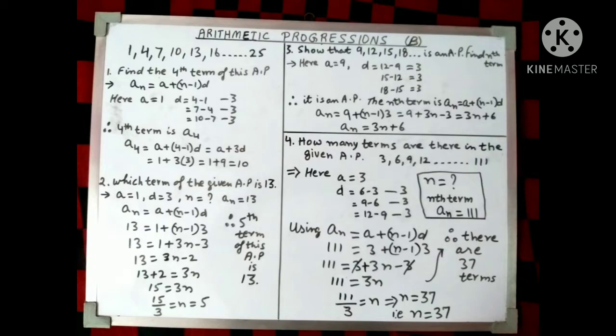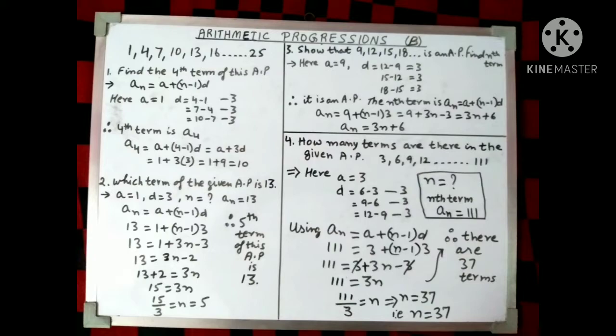See question number 4. The question is, how many terms are there in the given AP? We have an AP where the terms are 3, 6, 9, 12 and so on till 111, right? So the last term, or the nth term, is 111. We are given the first term a is equal to 3. We will calculate d: 6 minus 3 is 3, 9 minus 6 is 3, 12 minus 9 is 3. And the nth term an is given as 111. That is the last term, right?